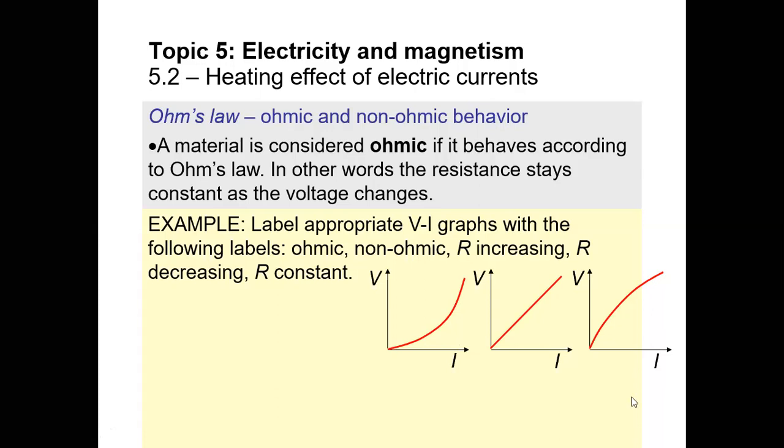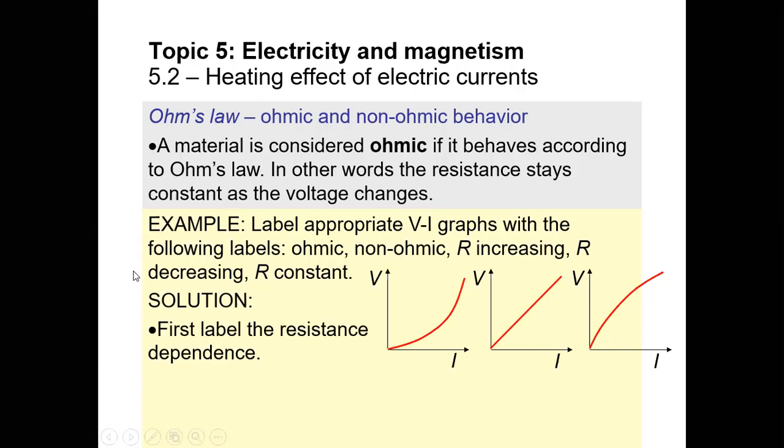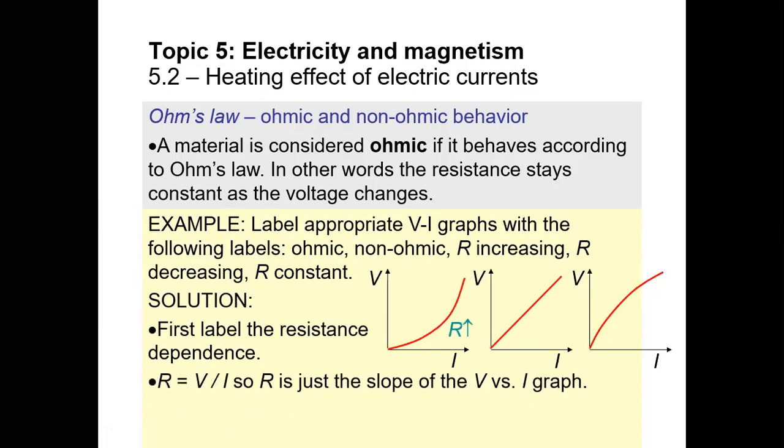Okay, and in the second case, see, it follows Ohm's law, it is ohmic, it means in this case resistance is constant. Whereas in the third graph, you can see current is increasing. So current is increasing means resistance is decreasing. So let's see the solution now.